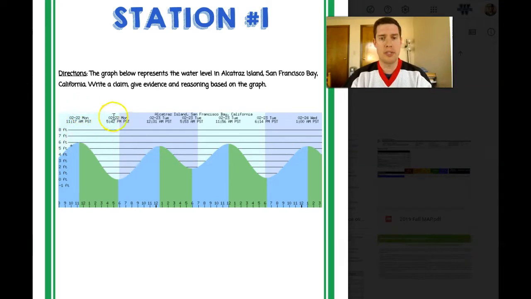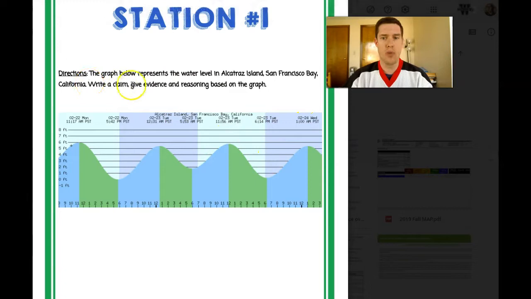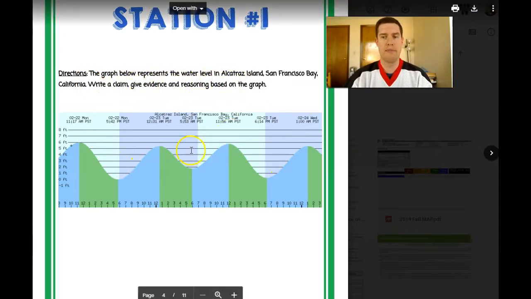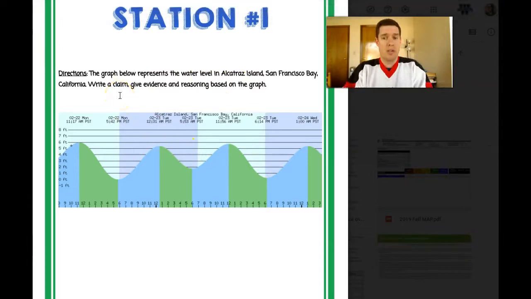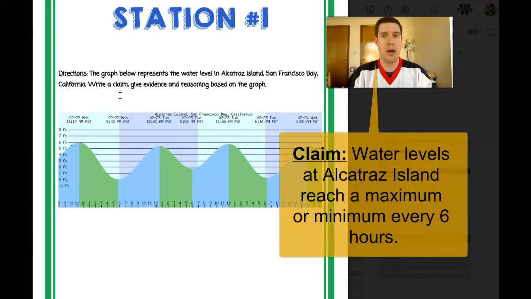Here are the timestamps for when these minimums and these maximums occur. And so what it's asking for you really to do is write a claim, give evidence, and reasoning based on what the graph is showing you. So there's a number of claims we can make by just looking at this graph. One of the most obvious claims is that the water levels there at Alcatraz change about every 6 hours. That's a claim that I can make.